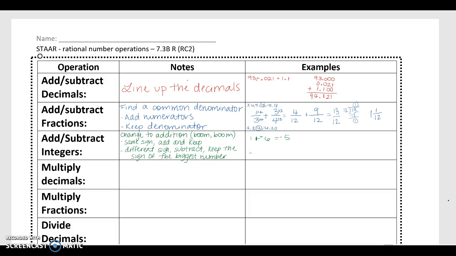Another example, let's say I have negative 11 minus 4.